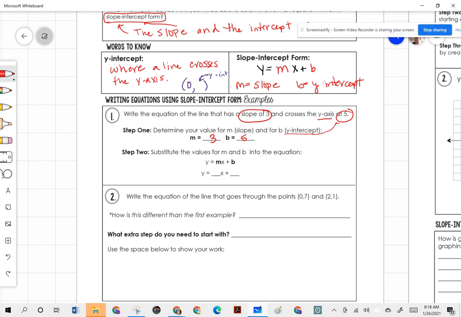So now all we need to do is replace those numbers in the correct spot. So the m is in front of the x, and the y-intercept is the number without a variable. All right, so we get y = 3x + 5. That should not be a b, that should be a 5. And then that's going to be our equation.